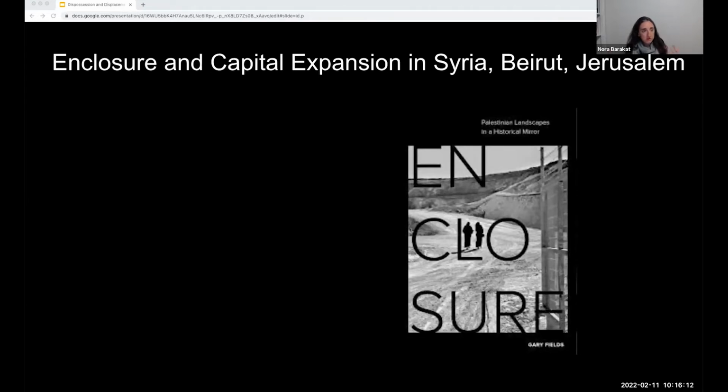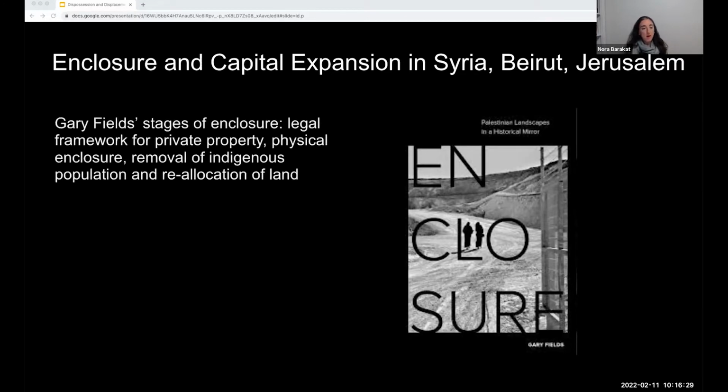So I want to just come back in the last few minutes I have and think theoretically through some of this, and also think about where it stands in relation to Anatolia. So I've been thinking a lot for a couple of years with Gary Fields' stages of enclosure, right? First, the creation of a legal framework for private property, then the creation of physical markers of enclosure, and finally, the removal of an indigenous population and the reallocation of land.